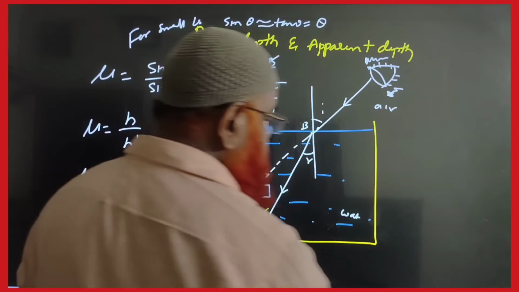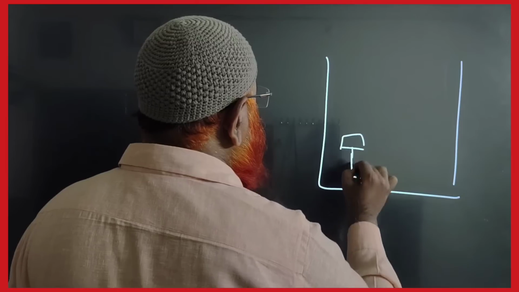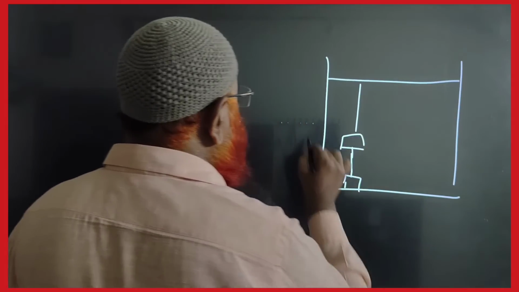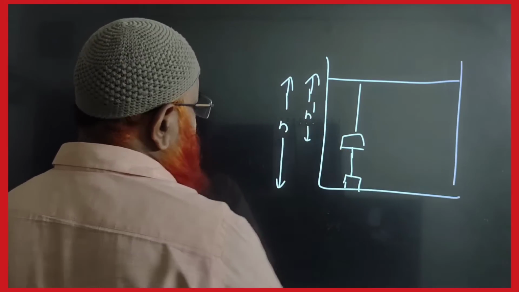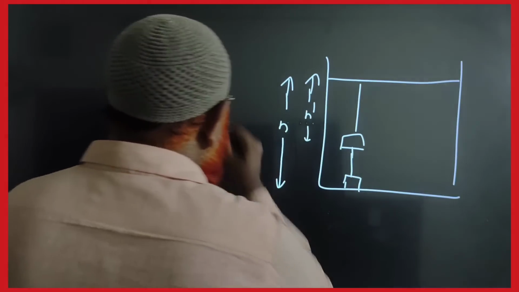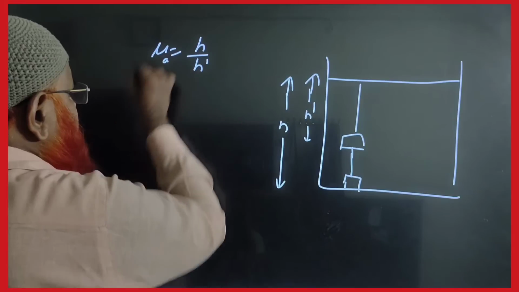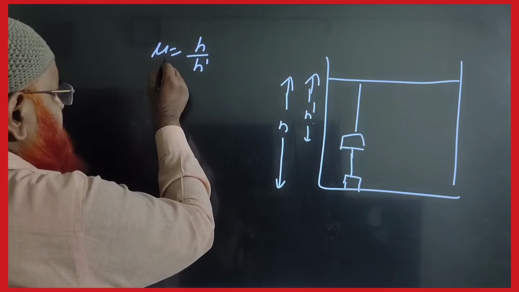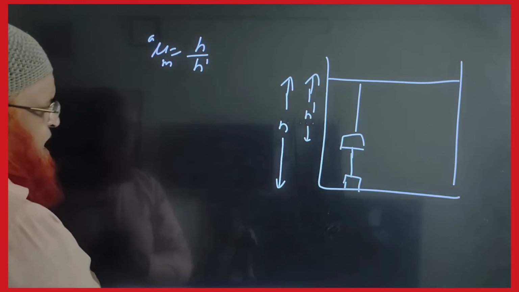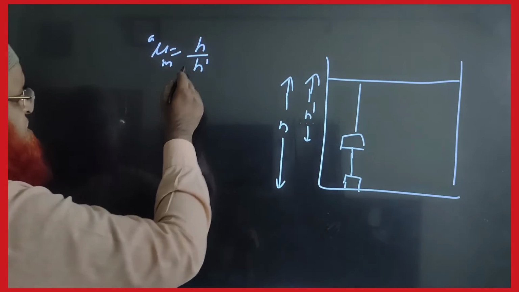Okay. So now, if any coin is placed inside a bucket, it appears to be a little bit raised. This is the surface. This is H, and the remaining is H dash. Am I right or not? I told you that refractive index is nothing but H by H dash. And what type of refractive index is it? It is said to be absolute refractive index, the refractive index of a medium with respect to air always, because light is traveling from air to water. So that is H by H dash.